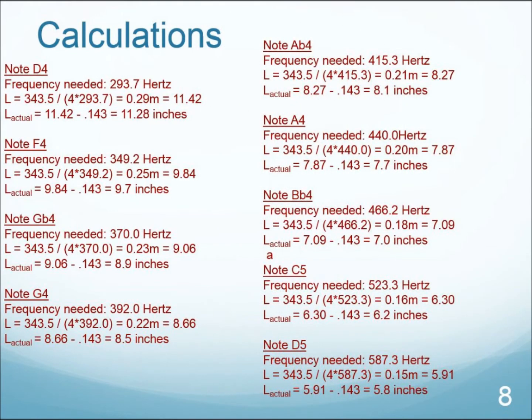The other equation I'd like you to look at is you have to take that actual length and subtract the 61% of the radius of the pipe in order to come up with an actual length, and that's due to the antinode moving out of the pipe. On slide 8 there, you'll see the calculations associated with each note I needed.